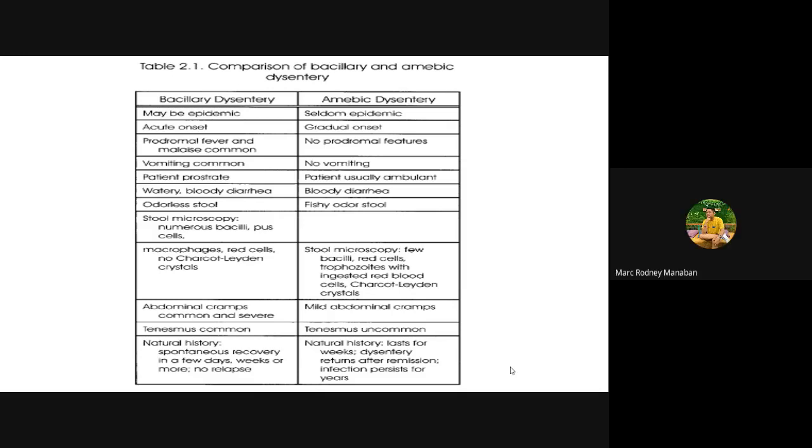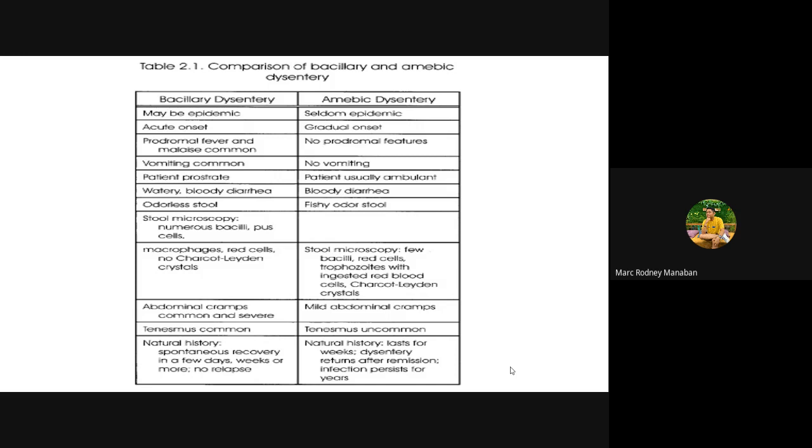So the correct answer is that on SMAC, E. coli O157:H7 has colorless colonies. Please take note of that. Do not forget, because E. coli O157:H7 does not ferment sorbitol. The rest of the E. coli serotypes ferment sorbitol. That's why it is colorless on SMAC. Very important.